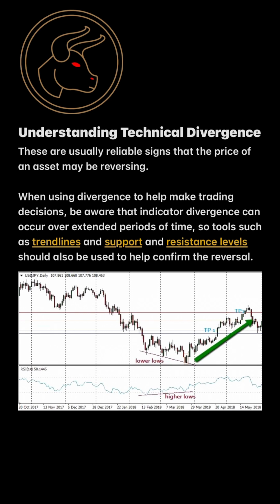When using divergence to help make trading decisions, be aware that indicator divergence can occur over extended periods of time. So, tools such as trend lines, support, and resistance levels should be utilized as well to help confirm this trend reversal that you're seeing with divergence.